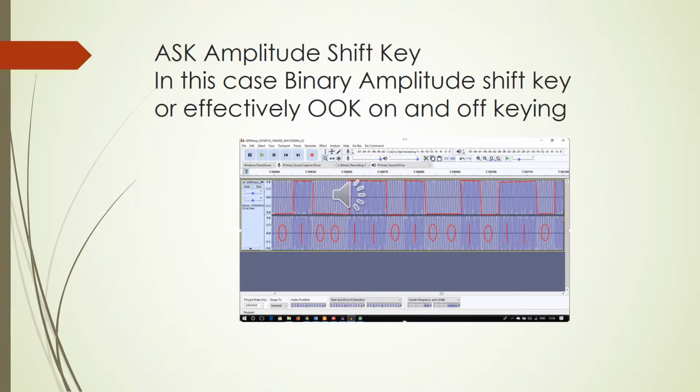This is a representation of ASK, amplitude shift keying, in this case binary amplitude shift keying, effectively known as OOK, or on-off keying. As we can see, there's a 0 off, 1 on, 0 0 double off, 1 1 double on, and so forth, creating the signal.